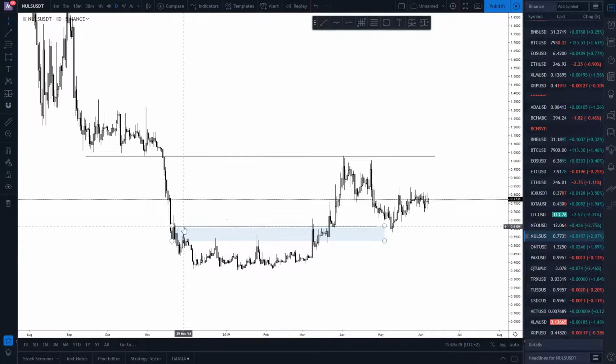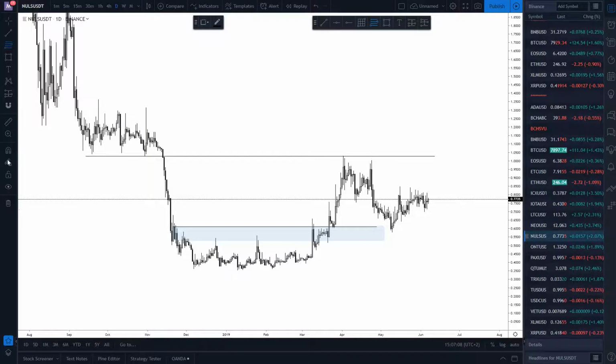And this is also a nice example. If you just draw this as resistance, then you would be missing these touches as well. But if you have the wider level, obviously your stop loss is wider as well. So you might get a lower risk to reward ratio, but you will have all these signals in your chart. And what I did here, I took the extension once again.